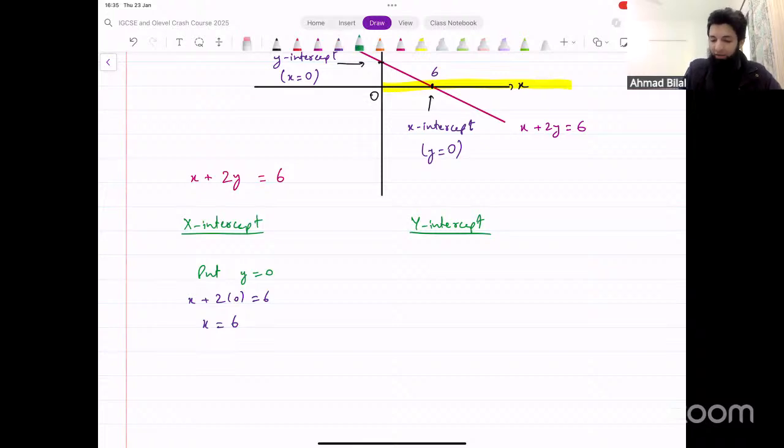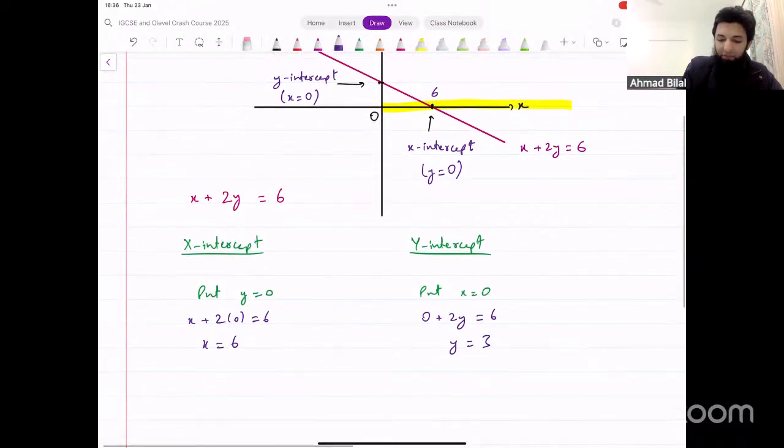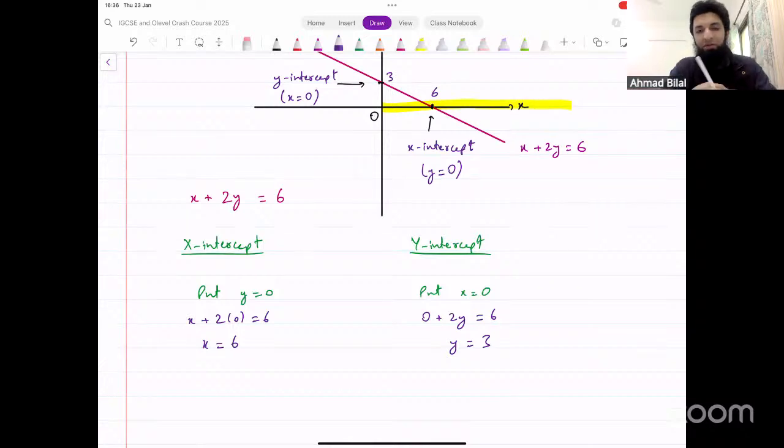And for the y-intercept, what we do is we put x equal to 0, and that gives us 0 plus 2y equal to 6. y equals 6 over 2, and that is 3. So the y-intercept of this graph is 3. Now, it's not just for linear functions, it's for any function that you will see. Quadratic functions, cubic functions, reciprocal functions. For any function, if you have to find x and y intercepts, this is what you do. For the x-intercept, put y equal to 0. For the y-intercept, put x equal to 0.